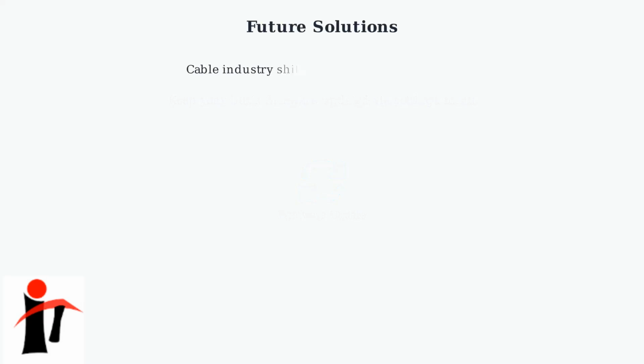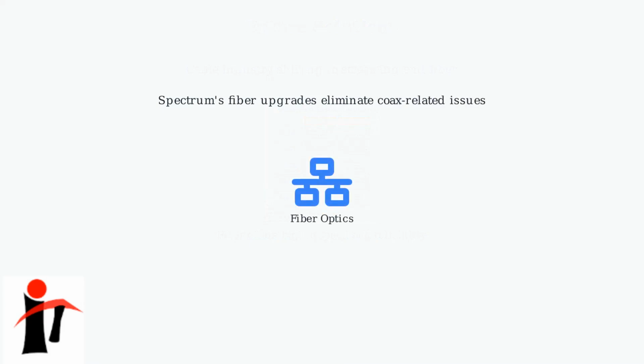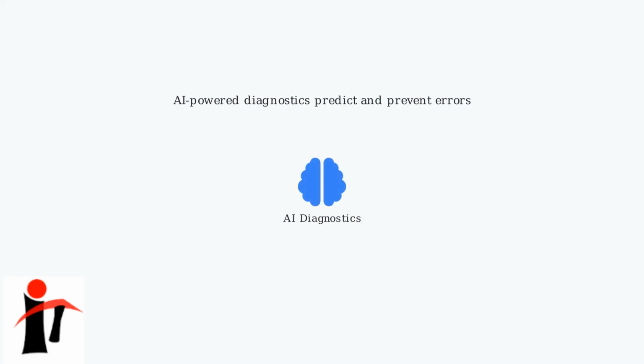Looking ahead, the cable industry is shifting to streaming and fiber, reducing reliance on traditional cable boxes. Spectrum's fiber upgrades aim to eliminate coax-related issues like E8 entirely. AI-powered diagnostics are also on the horizon, potentially predicting and preventing these errors before they occur.